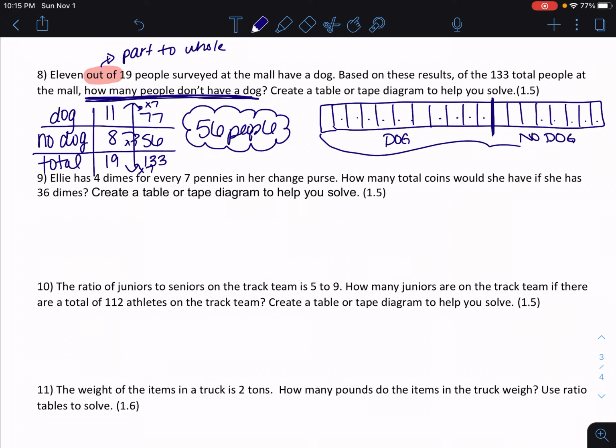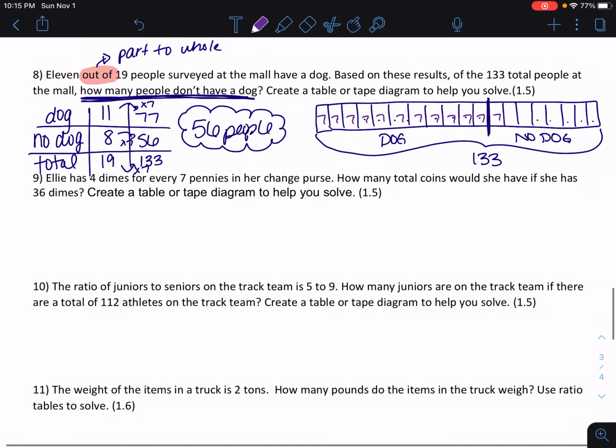And then total, I've got 133 people. So 133 divided by 19, again, is 7. So in each of these boxes, I'm going to have 7 people. And then I want to know how many people are on this side of the line that do not have a dog. So 8 times 7 is still 56 people. So that shows you how to do it with a tape diagram and a table. Going forward, I'm just going to show the tables.